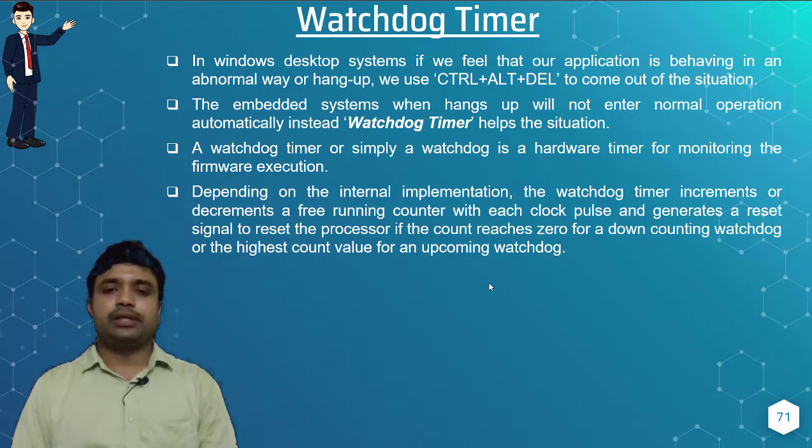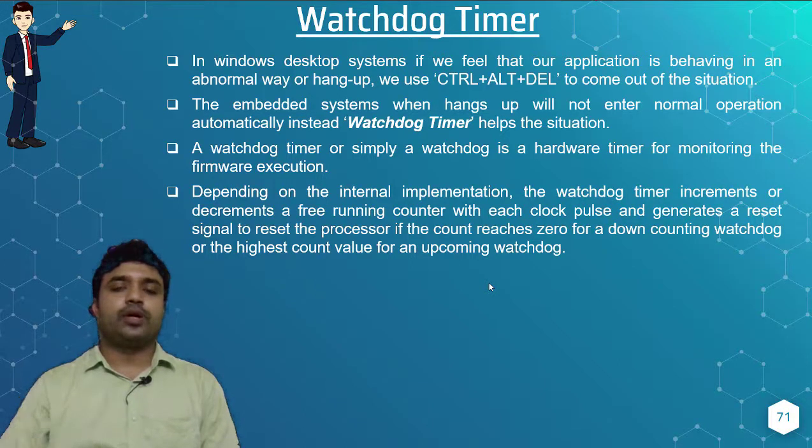So it is a normal timer operation. According to each clock pulse that is generated, the time at which the reset operation is needed at the processor end is based on the number of count operations performed. That means if the count value reaches 0 for a down counting operation, a reset operation needs to be performed. Otherwise, for the highest count value obtained by an up-counting watchdog, it must reset its operation.